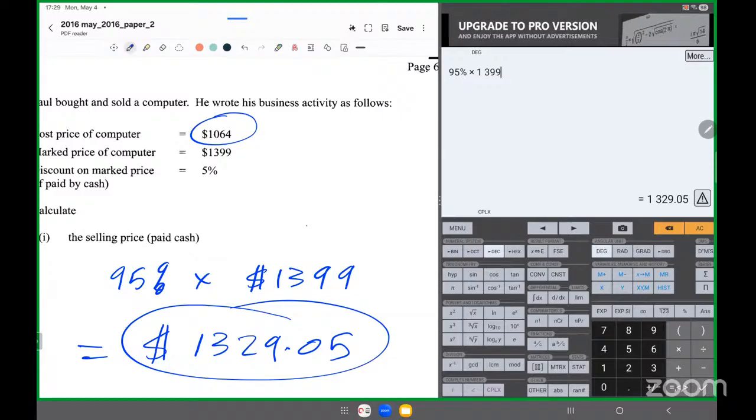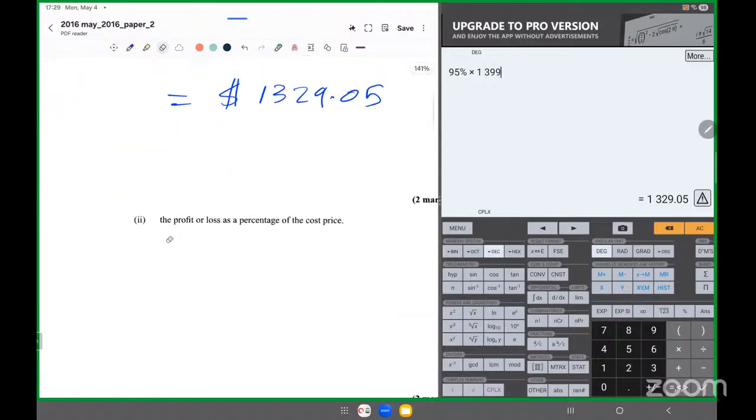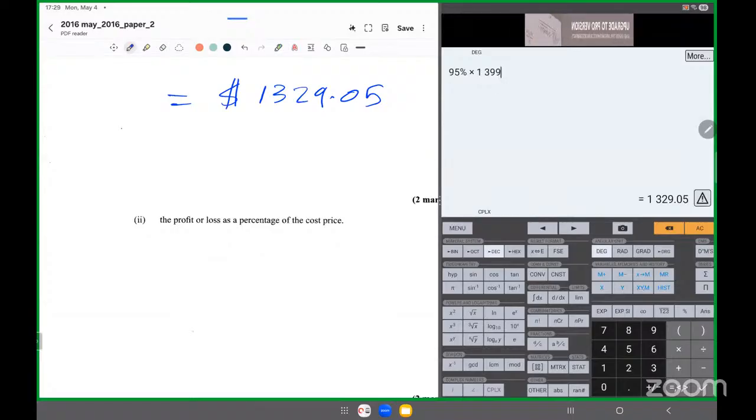So the profit is the difference between these two. And then to get it as a percentage of the cost price, you're going to divide it by this cost price. So it becomes profit divided by the cost price multiplied by 100. We know it's a profit, not a loss, because I sold it for more than the cost price.